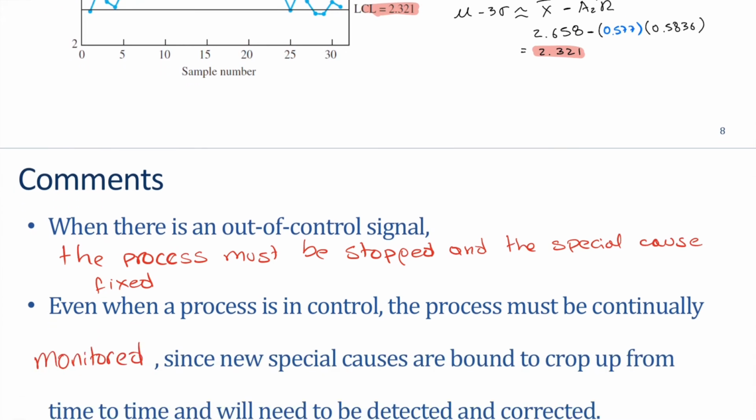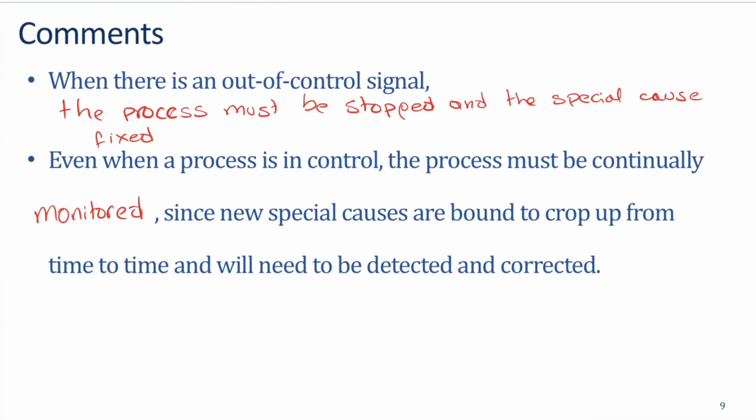Okay, some comments about that. When there is an out of control signal, the process must be stopped and the special cause must be fixed. And fixed doesn't mean just remove the points from the table. You have to look for the causes.